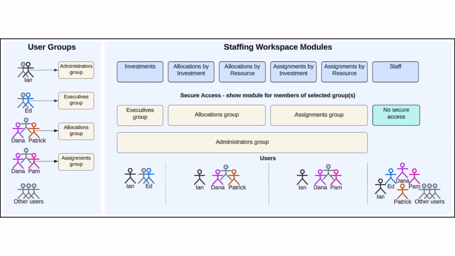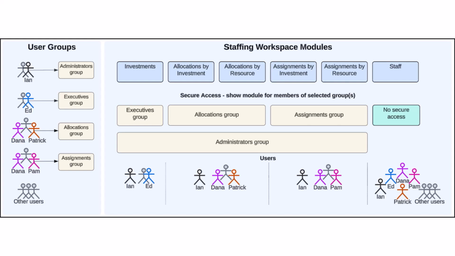Clarity is used by the executives and the different business groups within the company for managing and planning investments and resources. Some users plan through allocations while others plan through assignments. For our executive users, we want to limit their view to only show the investments and staff tabs. In this diagram on the left, you can see how access groups have been defined for various users. Ed is a member of the executive's access group.